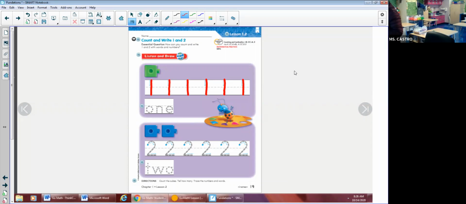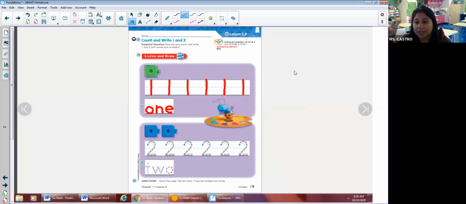Then what you have to do is you have to trace the word that shows 1. The word 1 is spelled O-N-E. So you're going to trace those letters. O-N-E. That there, boys and girls, is the way you write the word 1. Okay? So we just did 1 green cube.